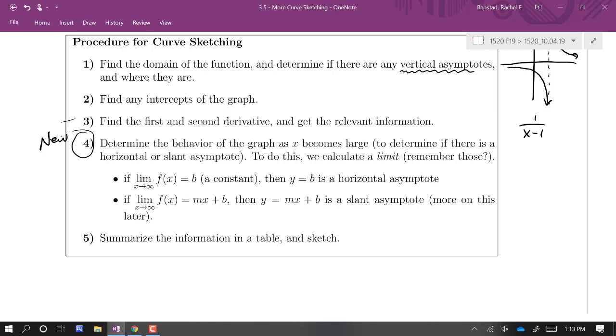And then the last part is the same. We summarize in that table, write down our conclusions and use it all to put it together and sketch. So we're going to do a couple of examples.